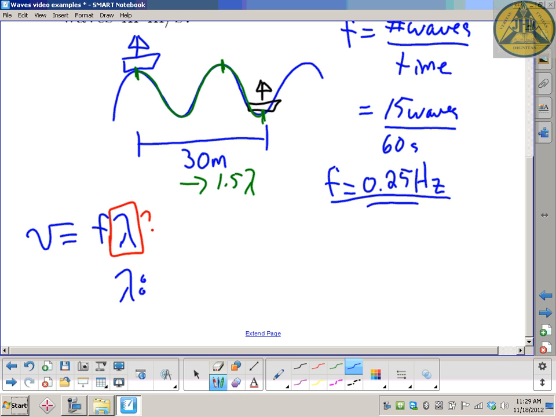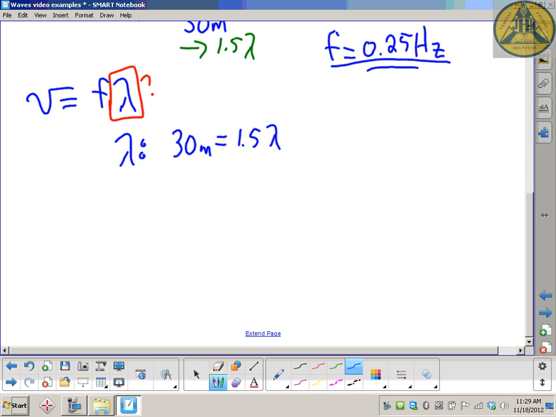Right, so to figure out my wavelength, I know that 30 meters of distance is 1.5 waves. Now this is a very important thing that we did. We're going to do this a lot in this unit, is count waves and know the distance between those 2 points and figure out the wavelength. So divide 30 by 1.5, and that should give you a value of 20 meters is wavelength.